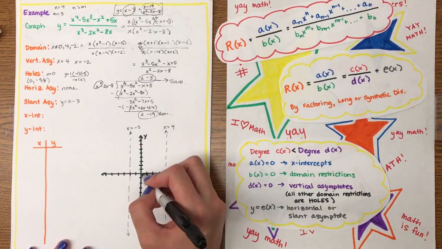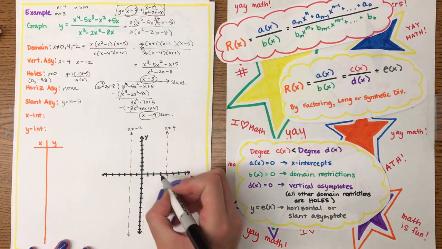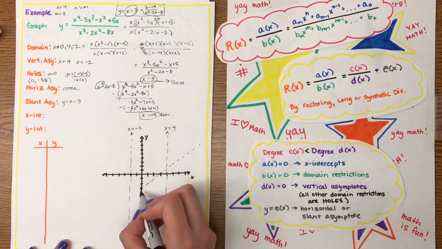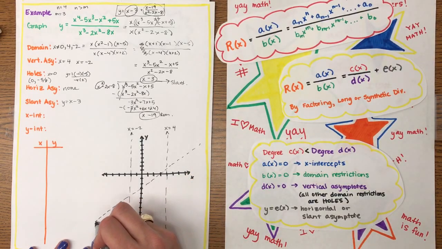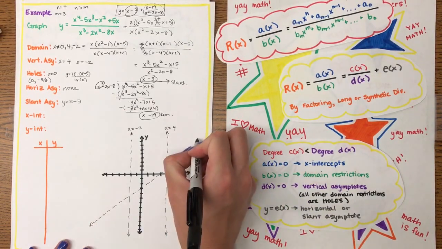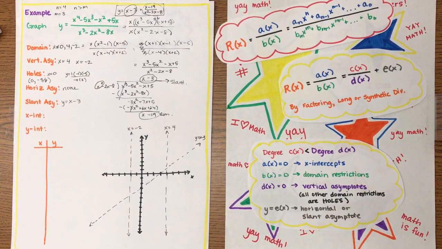So now I need to graph y is equal to x minus 3. So that's going to be there and there. And I'm going to graph it with a dashed line. So this is the line y is equal to x minus 3. That is my slant asymptote.